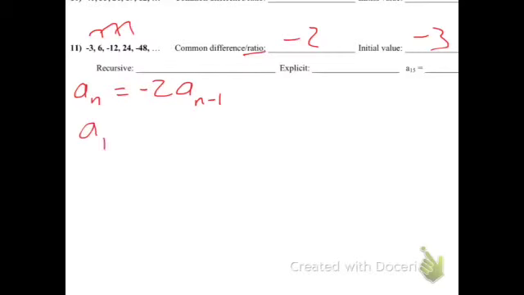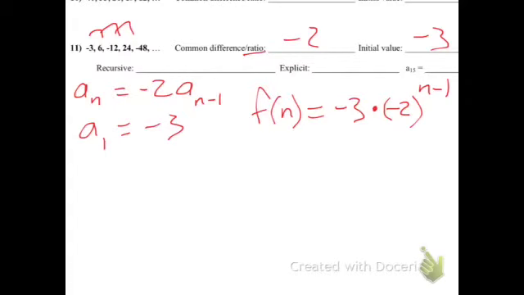On 11, we have a pattern of multiplying by negative 2, so that's our common ratio. The initial value is negative 3, so the recursive function here is going to follow the geometric form, so it's going to be negative 2 times the previous term, a sub n minus 1. A sub 1 is negative 3, so the recursive one looks like that. The explicit one is following the exponential form, the geometric form. So it's going to be negative 3, the initial value, times what you're multiplying by to the n minus 1 power.